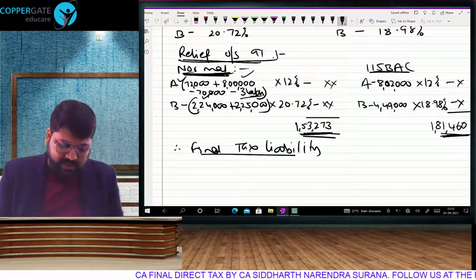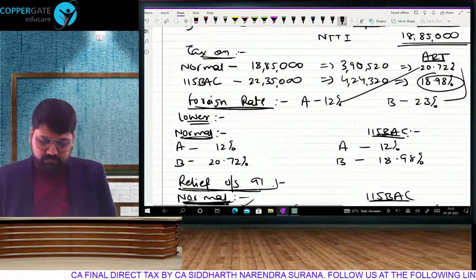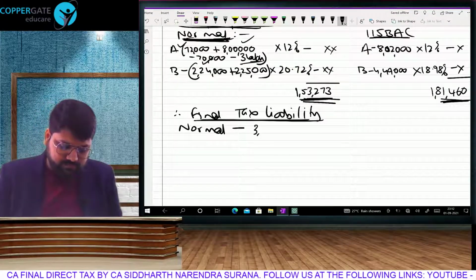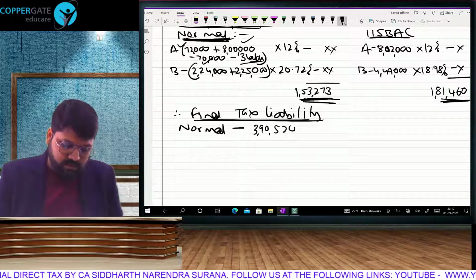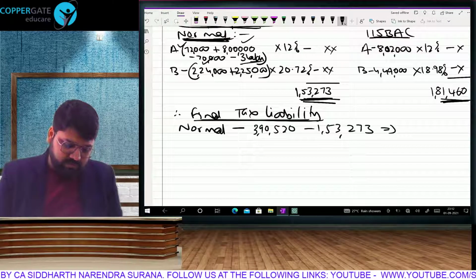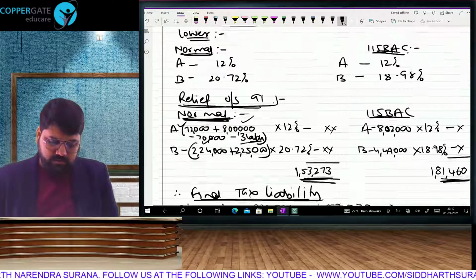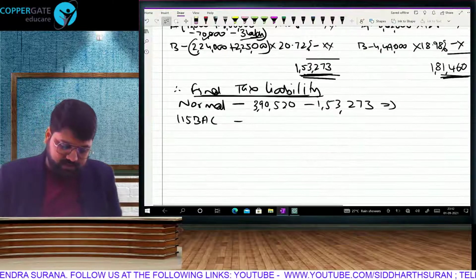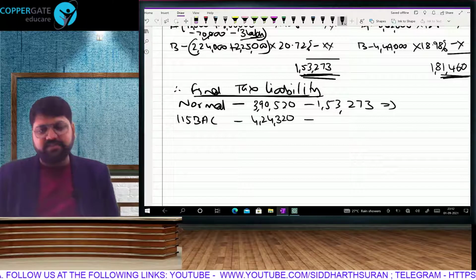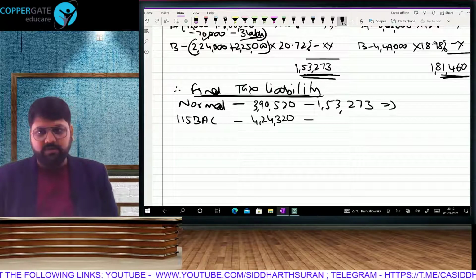What was our tax liability as per normal regime? 390,520. From this we will give this relief, and under 115 BAC we got 424,320. Just once again check this 181,460 please. I am somehow not comfortable.